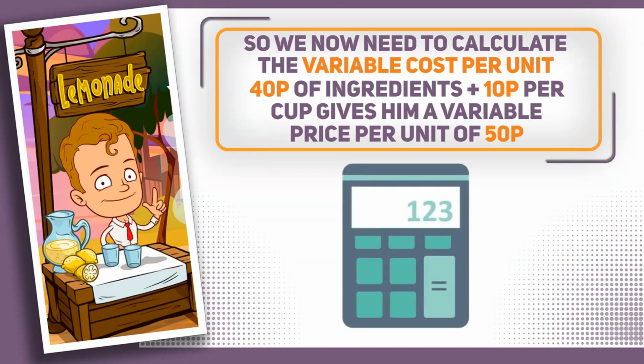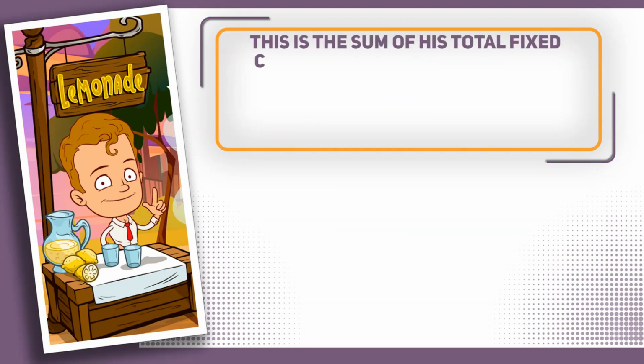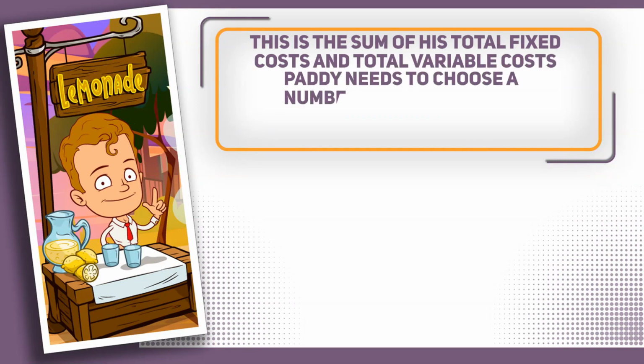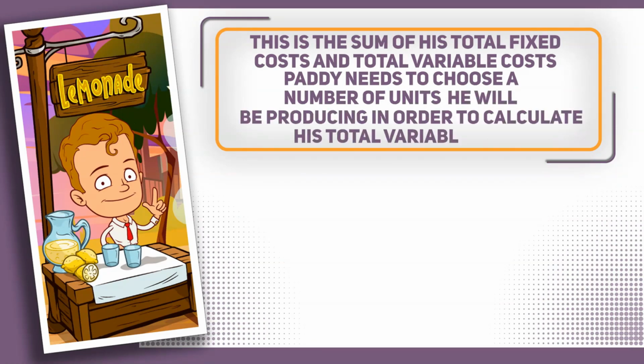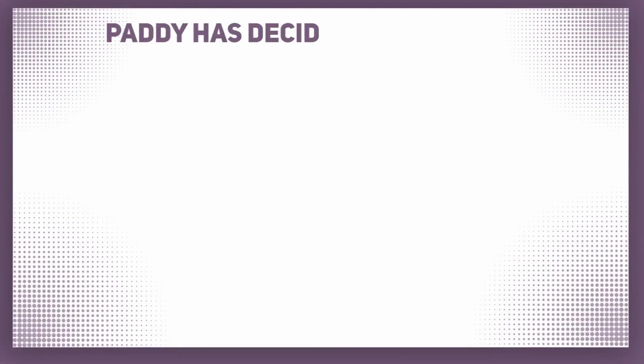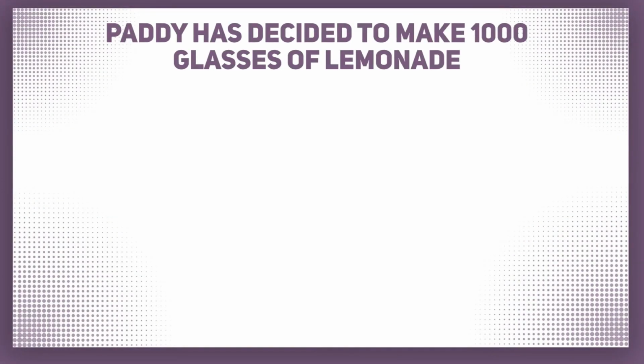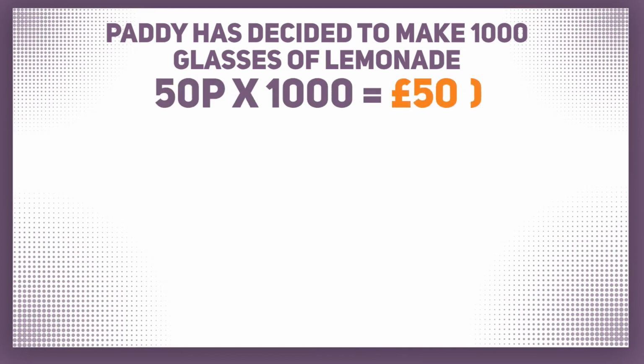Finally, Paddy needs to calculate his total costs. Well, this is the sum of the total fixed costs and the total variable costs. Here, Paddy needs to choose a number of units, glasses of lemonade, he will be producing in order to calculate his total variable costs. Paddy has decided to make 1,000 glasses of lemonade for the art festival, so the total variable costs are his variable cost per unit, in this case 50 pence, multiplied by the total number of units, in this case 1,000, giving Paddy a total variable cost of £500.